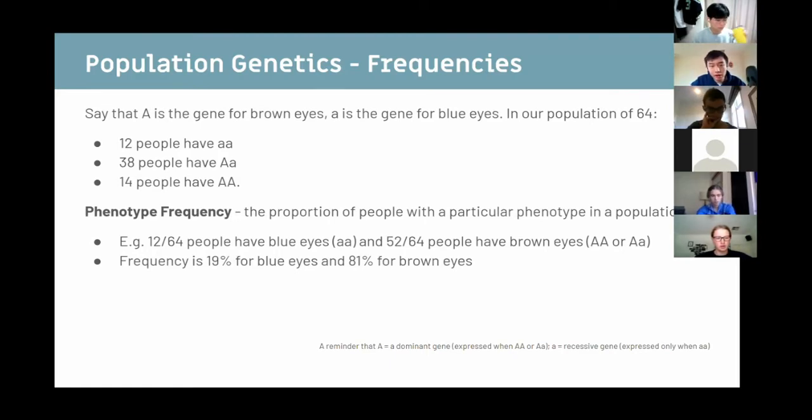So if you just calculate the phenotype frequency, it's just the proportion of the people with a particular phenotype. It's quite simple and straightforward. So the proportion of people that have blue eyes will be 12 over 64, which is 19%. And the people that have brown eyes will be 52 over 64, which is 81% for brown eyes.